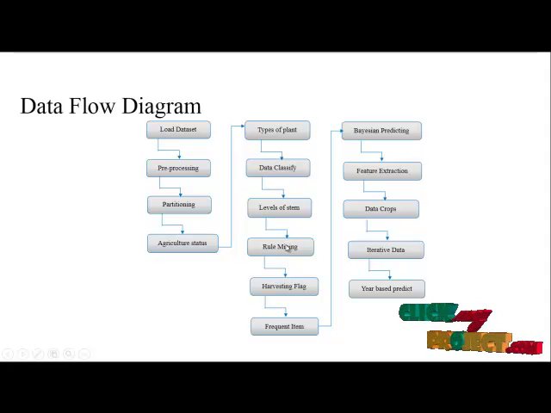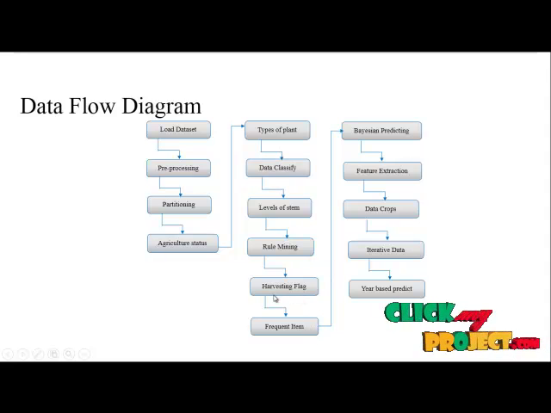Rule mining is useful for finding frequent patterns or sequential patterns. After checking the harvesting flags, we find frequent item sets. After finding the Bayesian prediction, we do feature extraction, the data crops, and the iterative data year-based prediction. Finally we get the frequent data, and as a year-based prediction, finally we get the frequent items.